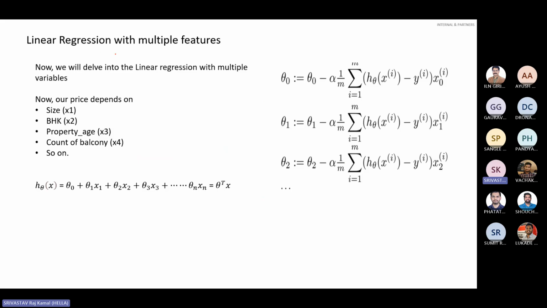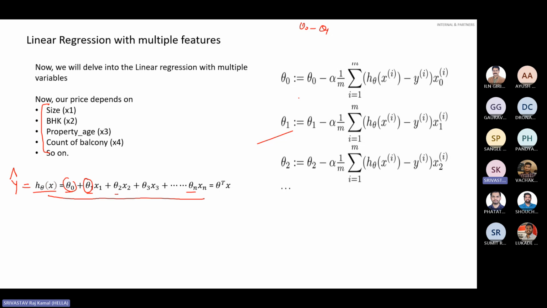So I am now going from just 1 or 2 variables to the practical examples. These are my variables of a housing problem. There could be many. This is my equation. So instead of just 2 variables, we have n variables. This is my hypothesis, also known as y hat.